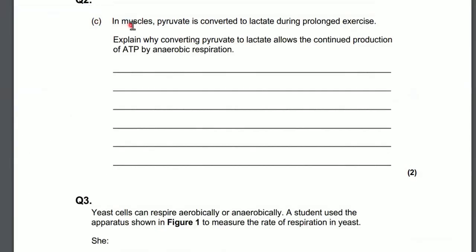Question 2. In muscles, pyruvate is converted to lactate during prolonged exercise. Explain why converting pyruvate to lactate allows the continued production of ATP by anaerobic respiration. Well, anaerobic respiration is made up of two parts. It's made up of the glycolysis, and I'm not going to draw the whole thing out again, but I am going to draw the final bit of glycolysis out once again.